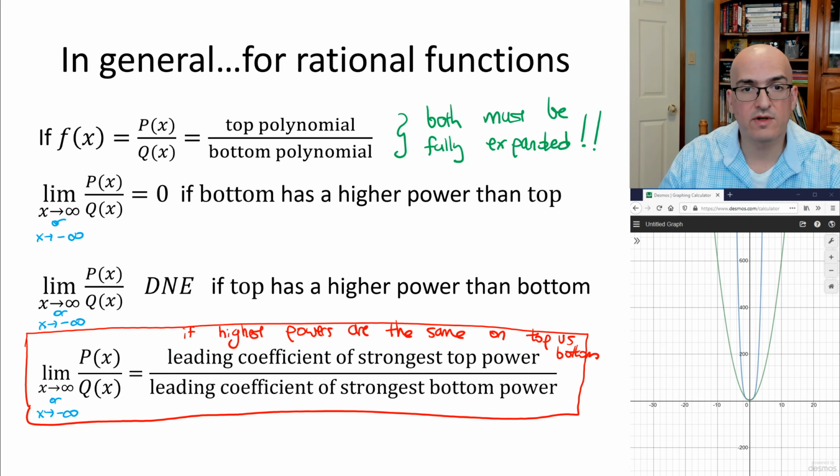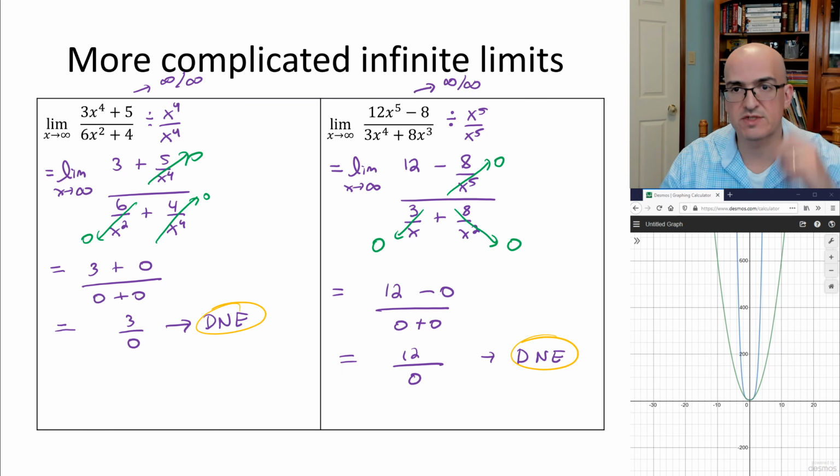And the reason for it is all this stuff that we just did. Dividing by x to the power by x to the same power, it will always work out this way. And you can prove it if you want.